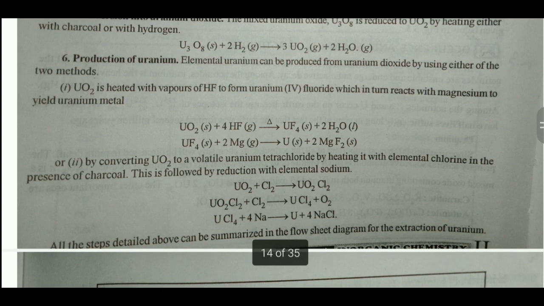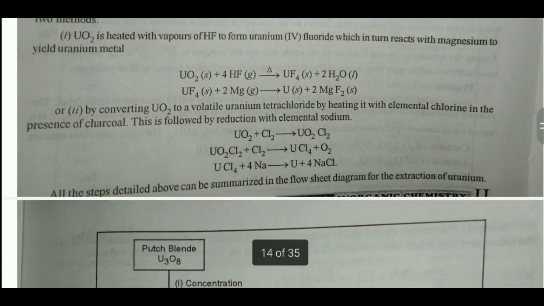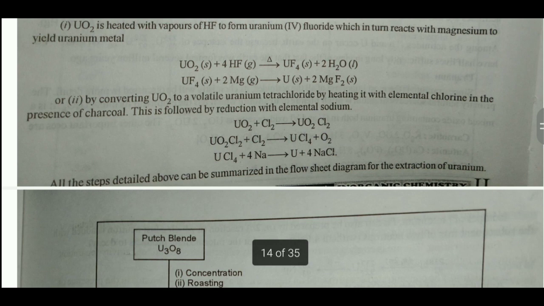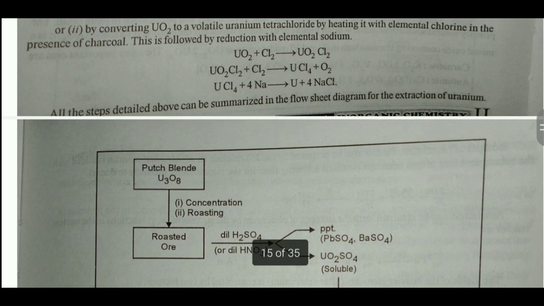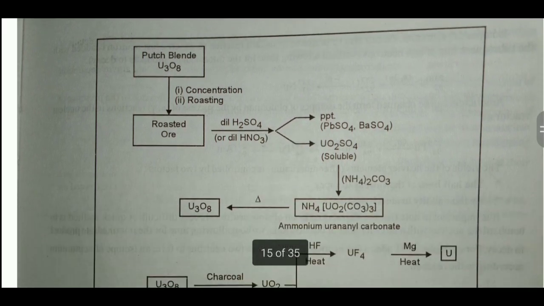Sixth, production of uranium. Element uranium can be produced from uranium dioxide by using either of two methods. First, UO2 is heated with vapors of HF to form uranium-4 fluoride, which in turn reacts with magnesium to yield uranium metal. Or second, by converting UO2 to a volatile uranium tetrachloride by heating it with elemental chlorine in the presence of charcoal. This is followed by reduction with elemental sodium. All the steps discussed above can be summarized in the flow sheet diagram for the extraction of uranium.